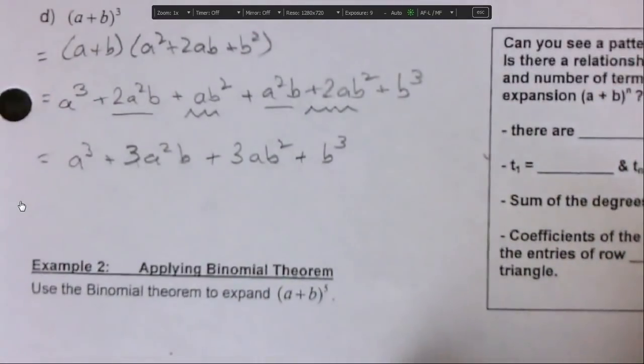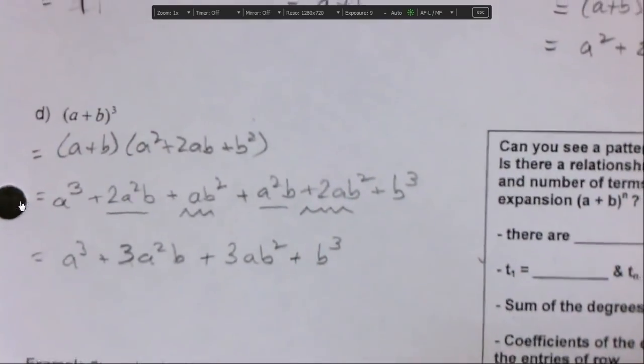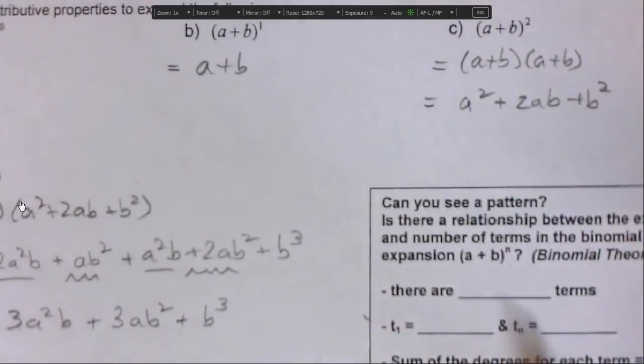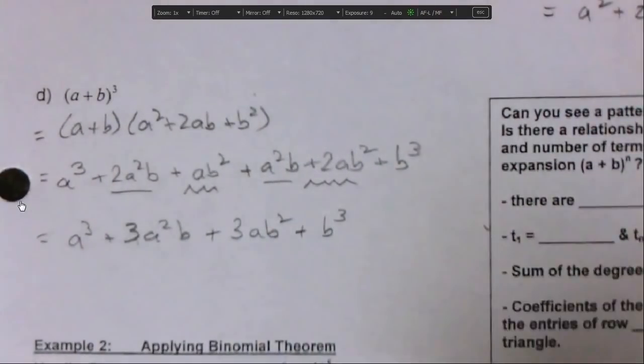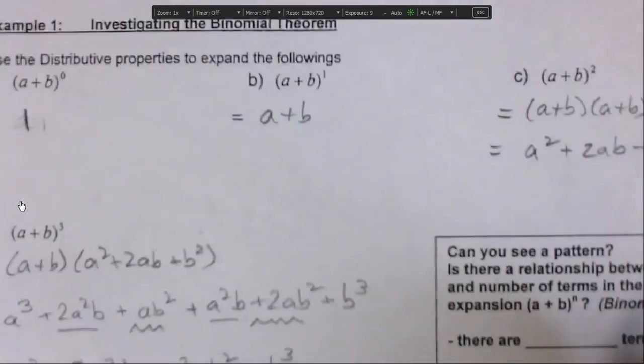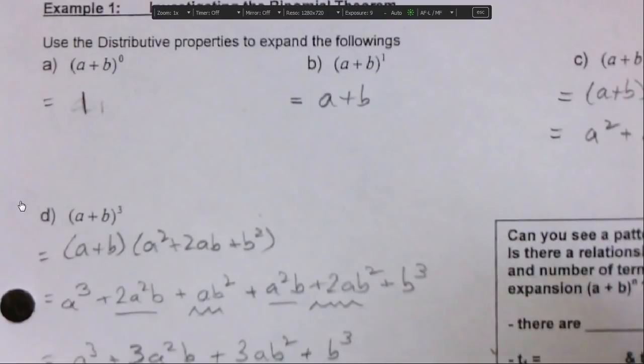Okay. Now, look at example 2. It wants us to expand a plus b to the exponent 5. To do that, we would have to take a plus b squared, which has 3 terms, multiply it by a plus b cubed, which has 4 terms. We're going to end up with an expansion that has 12 terms, and I don't think we want to sit there and expand by multiplying. So we're going to use something called the binomial theorem, and it's based on Pascal's triangle.